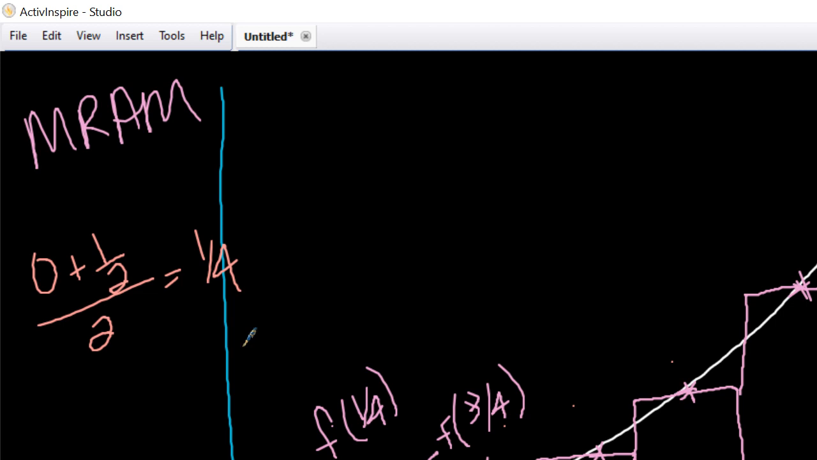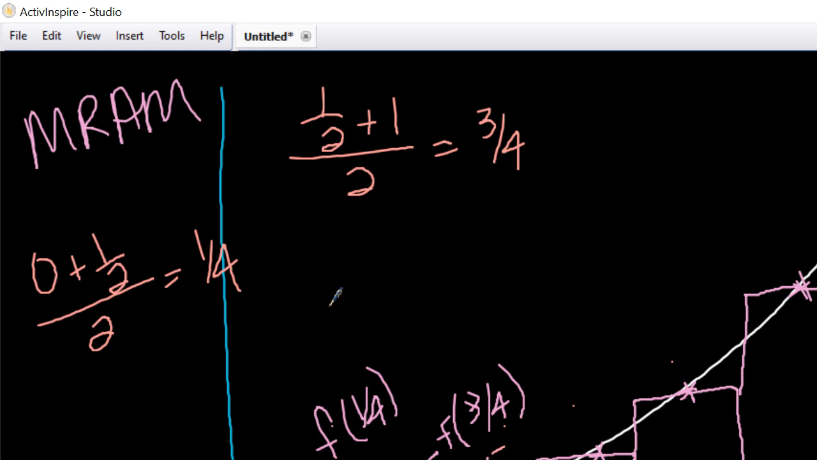Now, if it doesn't make sense for you to add that 1/2, then think, okay, well now I need to go from 1/2 to 1. So 1/2 plus 1 and divide it by 2, and that should give you 3/4. And so on and so forth as I move through. So here, this would be, what, 5/4. 5/4? 7/4.